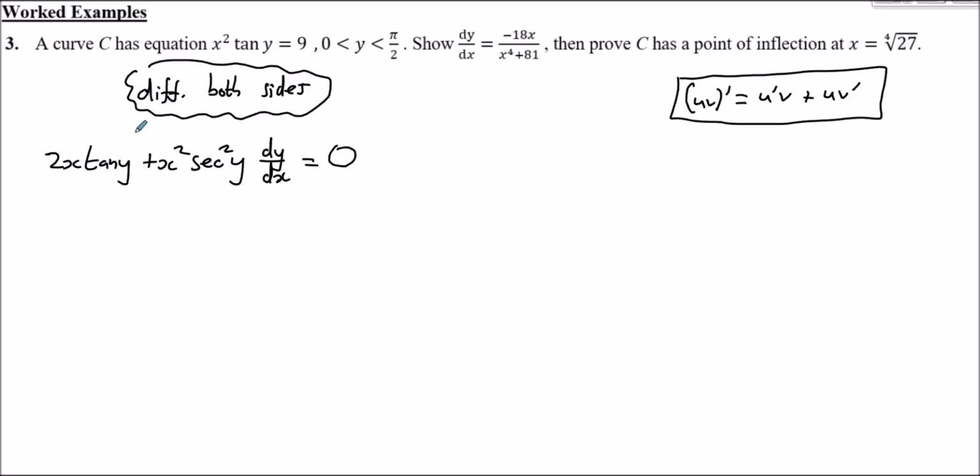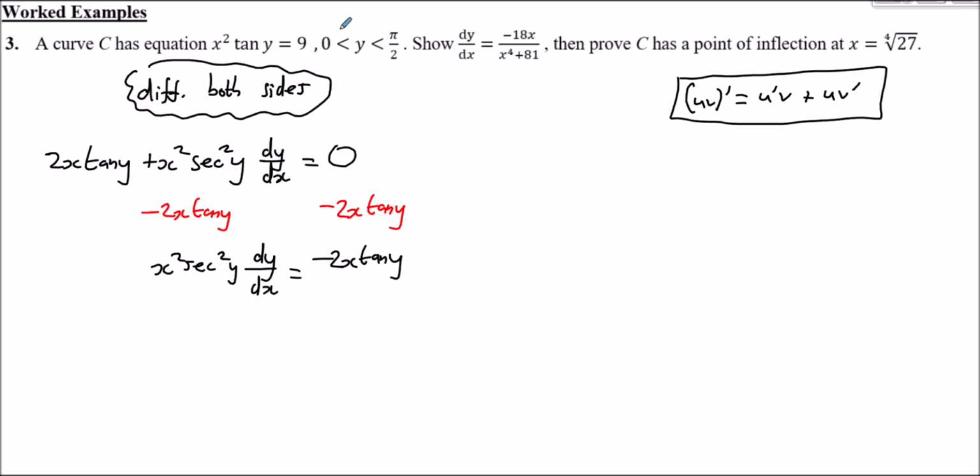So now if I subtract 2x tan y from both sides, I'll now get x squared sec squared y, lots of dy by dx, equals minus 2x tan y. So I want this to be all in terms of x though. So in a minute, what I want to do is work out what this is without being in terms of tan y, but in terms of just x's. So let's just pause for a second and think about this expression here.